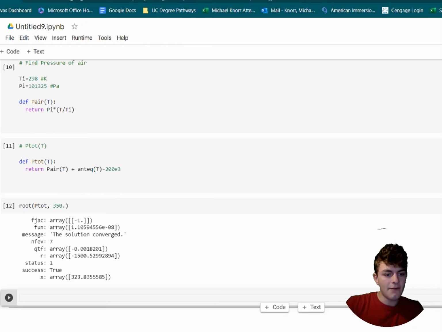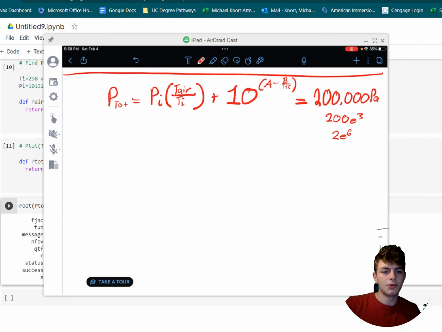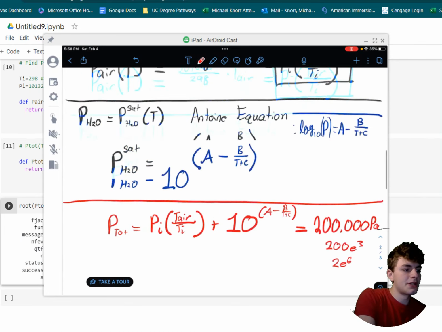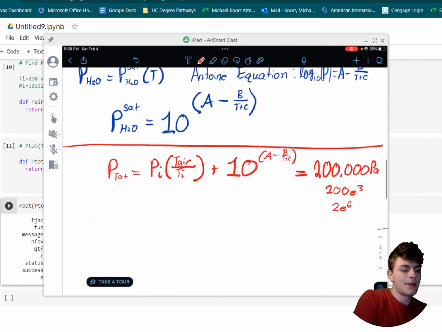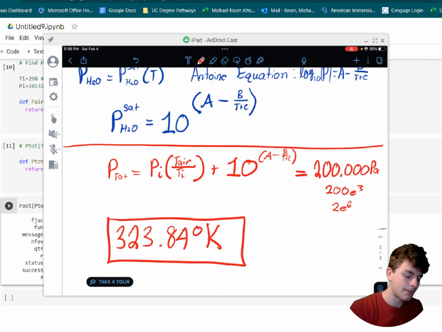And we have our final answer here as about 323.84 degrees Kelvin, which, if we were to check with our initial temperature of 298, that does seem to work. So we have about 323.84 degrees Kelvin as the answer here.